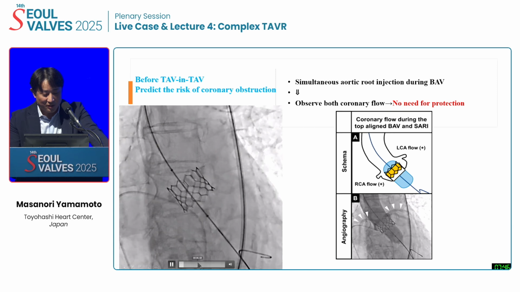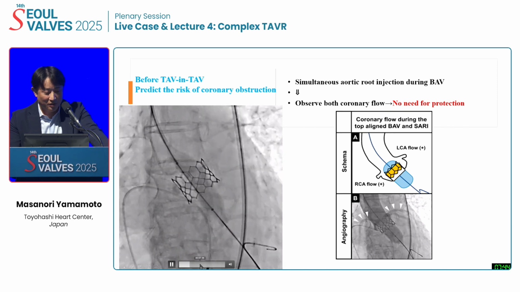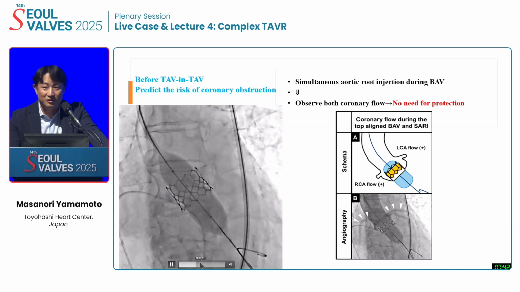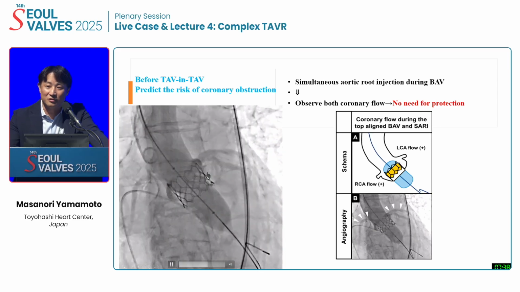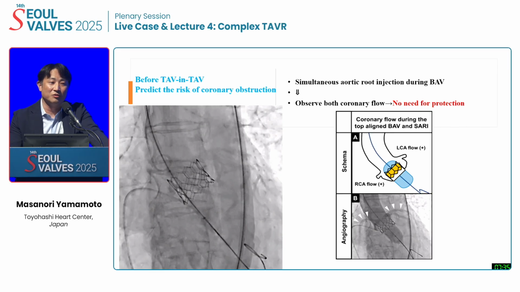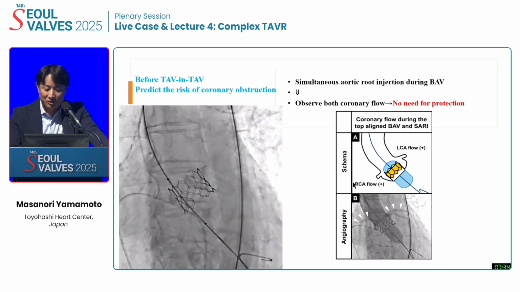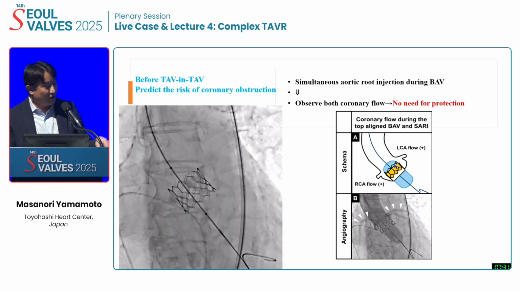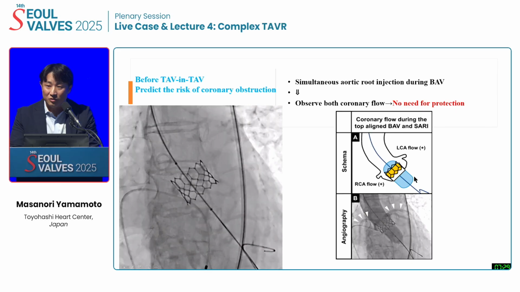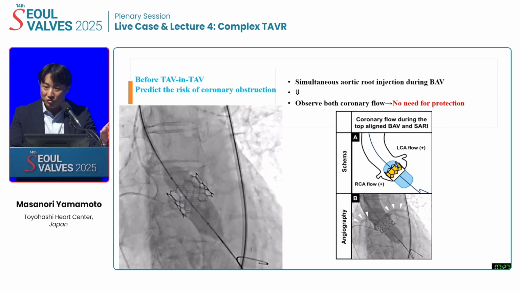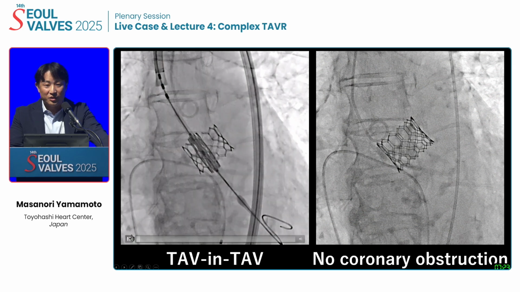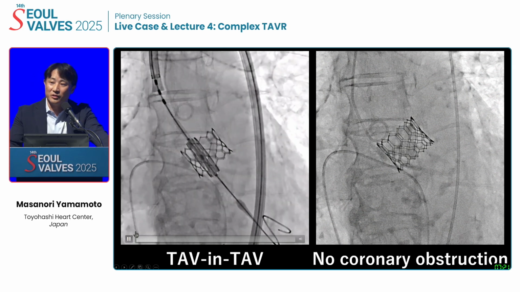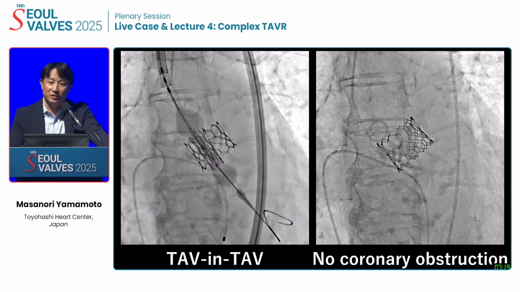So can we see both coronary arteries after the complete balloon dilatation? We can see both coronary arteries, so I think this patient has no risk of coronary obstruction. Okay, so that clearly reveals the scenario of this patient. So I don't do coronary protection for this patient.